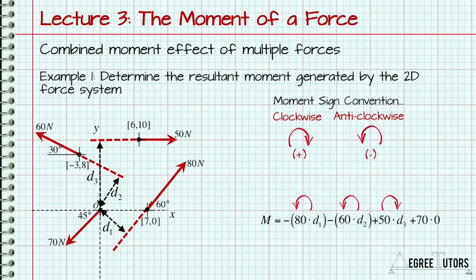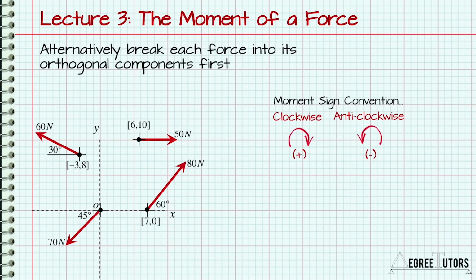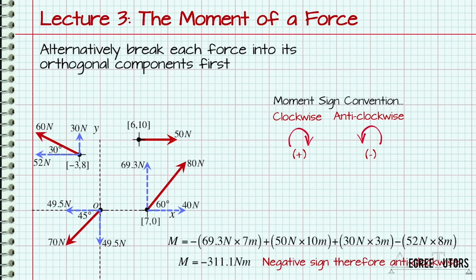Now the problem boils down to working out d1, d2, d3, a somewhat tedious task. A slightly more straightforward approach would be to first determine the orthogonal components of each force parallel and perpendicular to the xy axis system. In this case, the geometry becomes a little easier to work with, yet the approach is completely equivalent to the first method that was outlined. So, considering each force component in turn and eliminating the 3 force components that pass through the point of rotation, the moment in this case evaluates to minus 311.1 Newton meters. And according to our sign convention used throughout the solution, this indicates an anti-clockwise resultant moment.